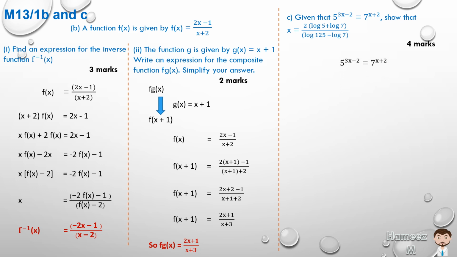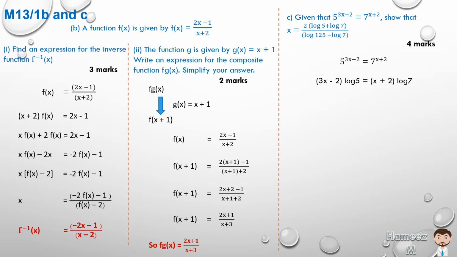So let's write that. 5 to the power 3x minus 2 is equal to 7 to the power x plus 2. So there's a proof that is required that x is equal to something in terms of logs. So we're changing from indices to logarithms. So if we log both sides, and by the rule that log x to the n will be equal to n log x, meaning the power that we're logging can be brought in front. So that's going to give us 3x minus 2 in brackets log 5 to base 10 is equal to x plus 2 log 7 to base 10. And the base 10 is understood, so we don't write it.